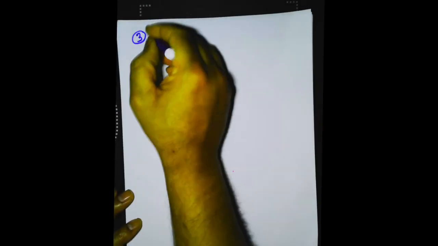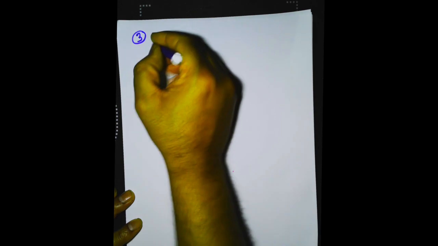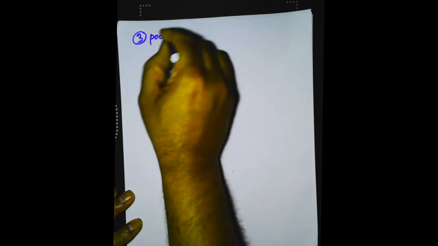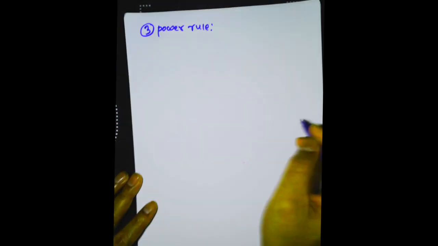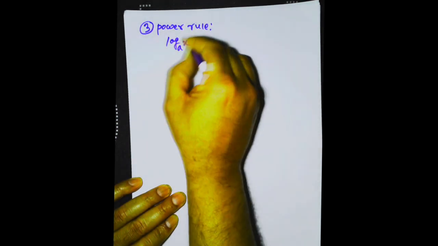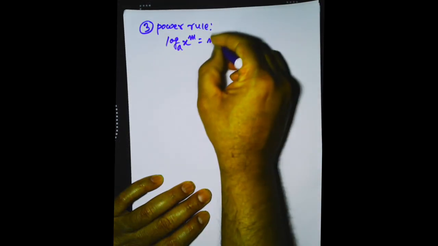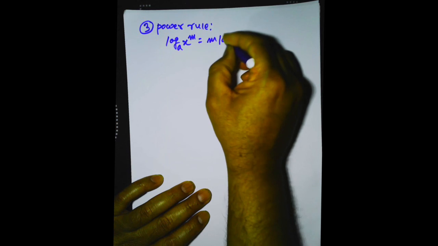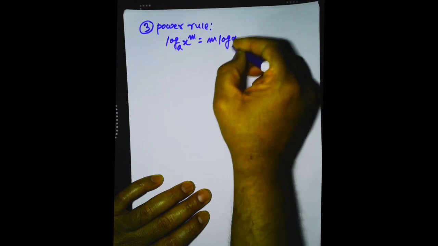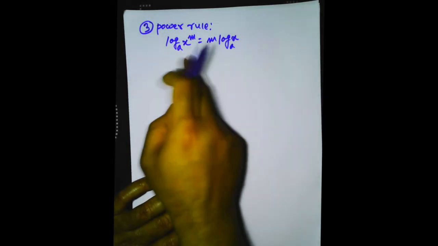We can look at another law. That law is called the third law, and that law is called the power rule. In the power rule you can see here log to base a, and there is a number with a power, suppose that the power is m. Then what happens? The power will be in front, and then it will be log x to base a. So this is another relation for this kind of logarithm.